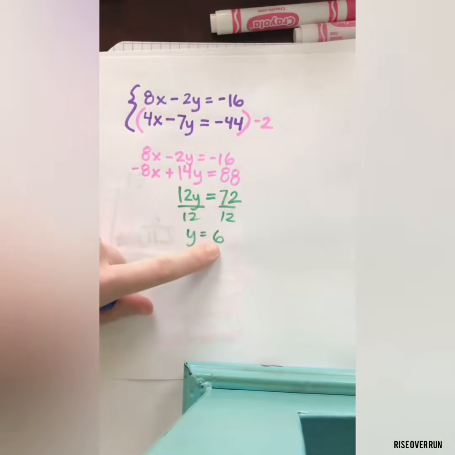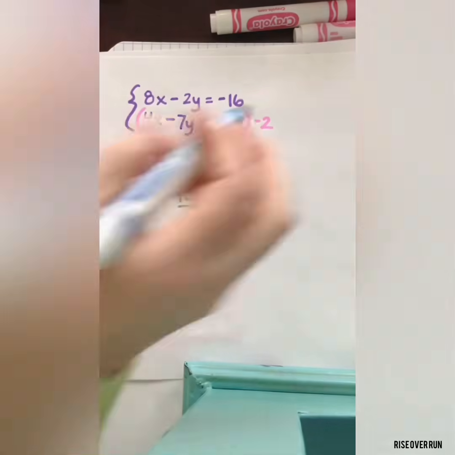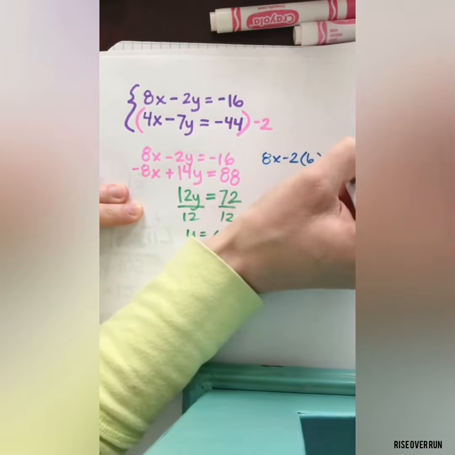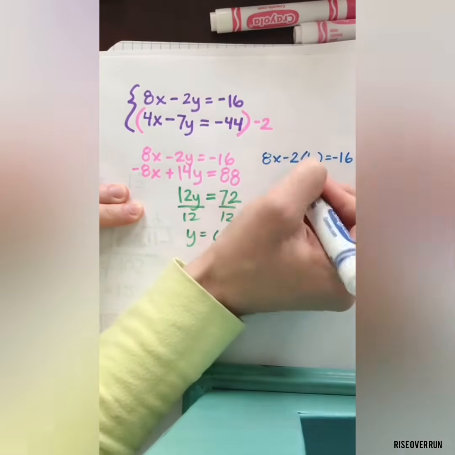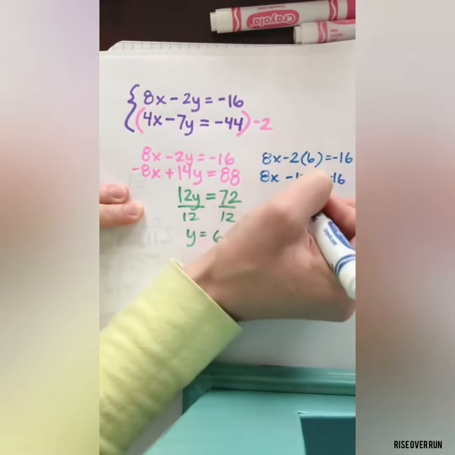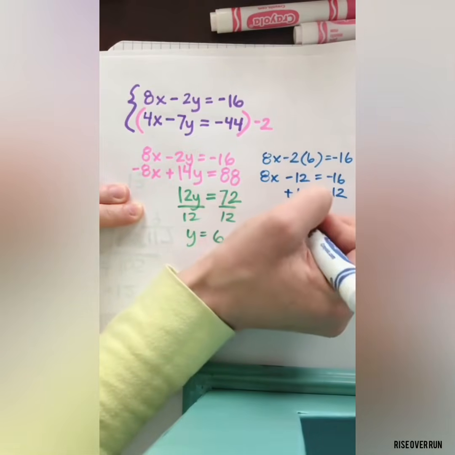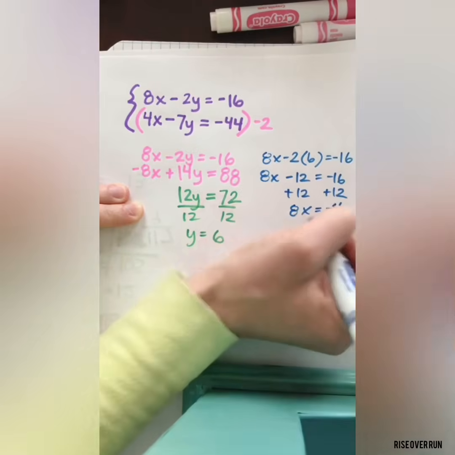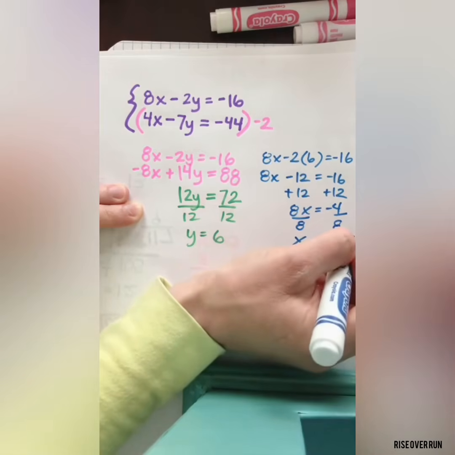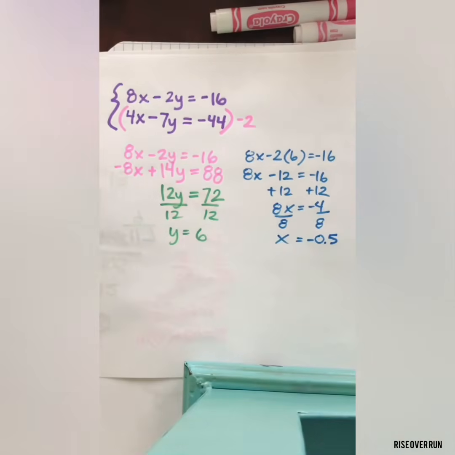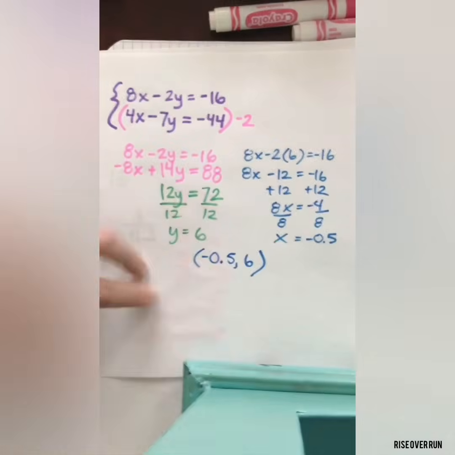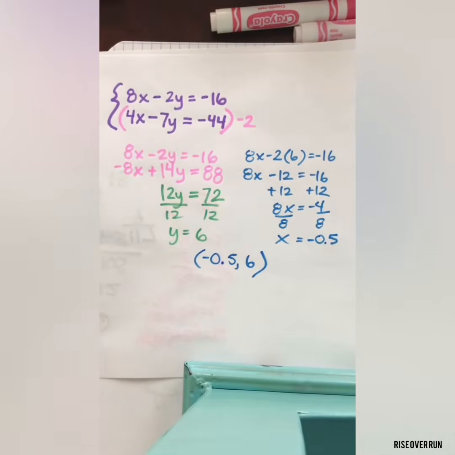In order to find my x value, I plug this in for y in either equation. Let's use the first one. Negative 2 times 6 is negative 12. Add 12 to both sides. Divide by 8. And x equals negative 1/2 or negative 5/10. So my solution here is negative 0.5, 6. And I can plug this point back in either equation to make sure it is true.